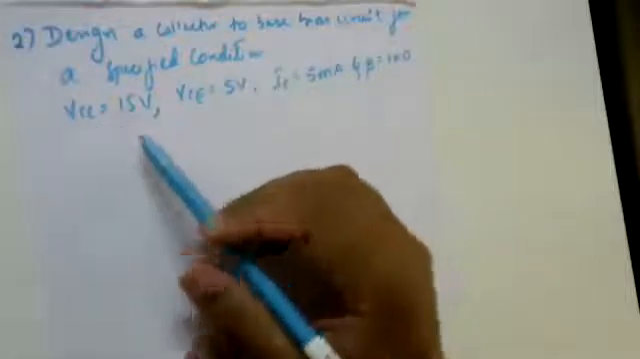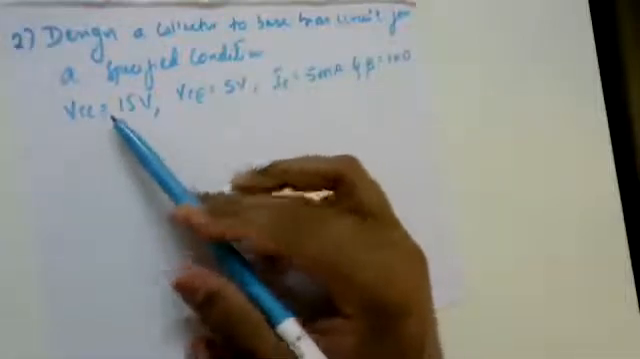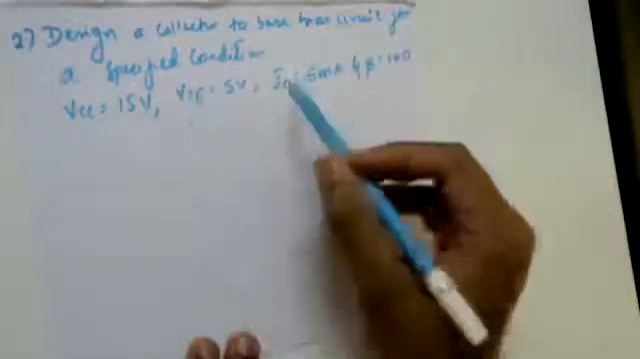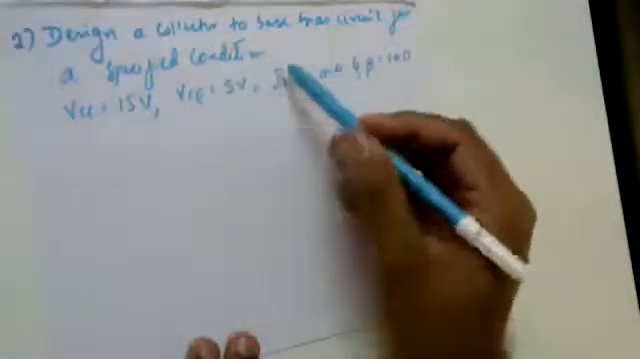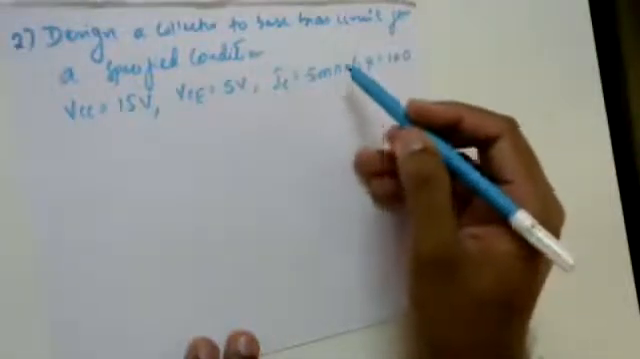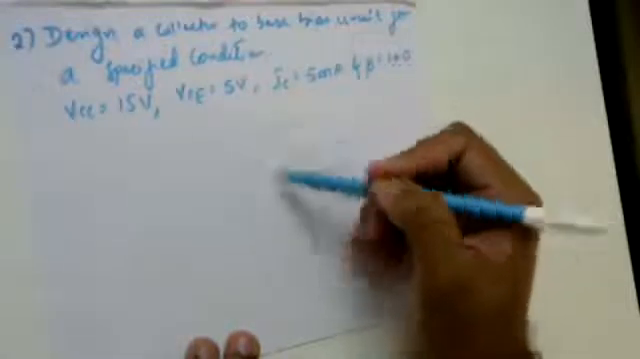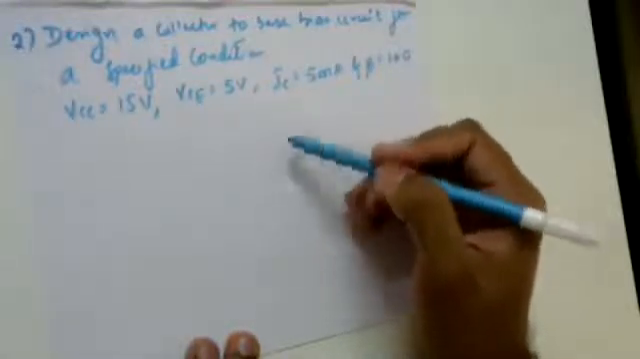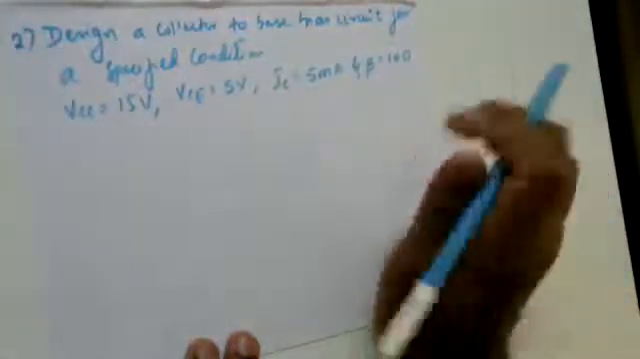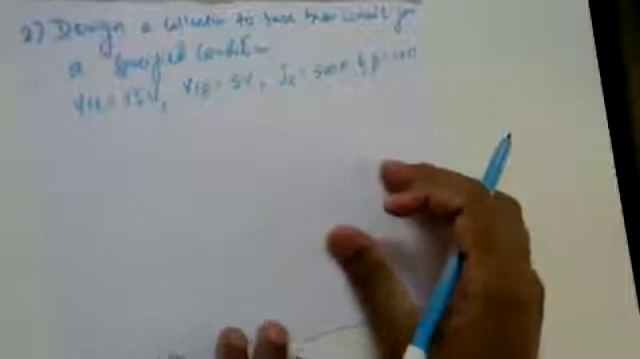So he is asking us to maintain a biasing voltage of 15 volts, an output voltage of 5 volts, and an output current, the ability to handle a load, of maximum 5 milliamps, and the beta value of the transistor that we are using is found to be 100. So with this specification, he is expecting us to design the base bias circuit. First let us draw the base bias circuit.